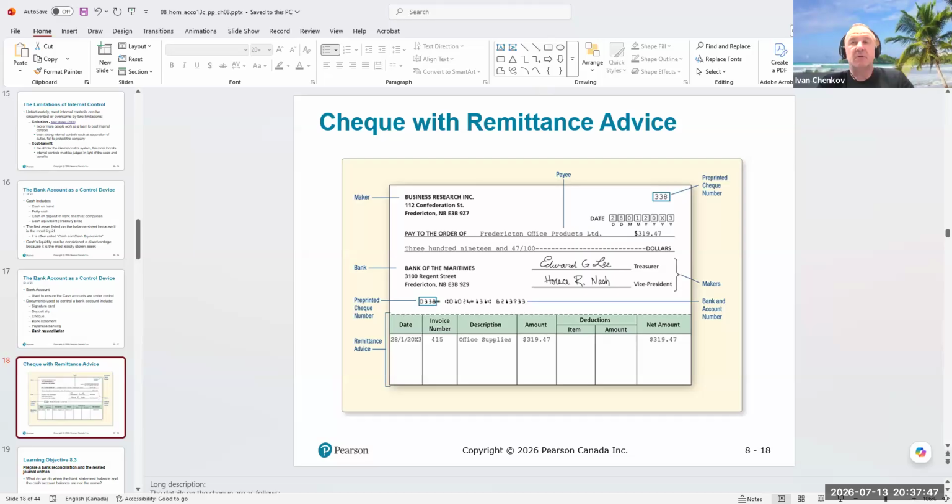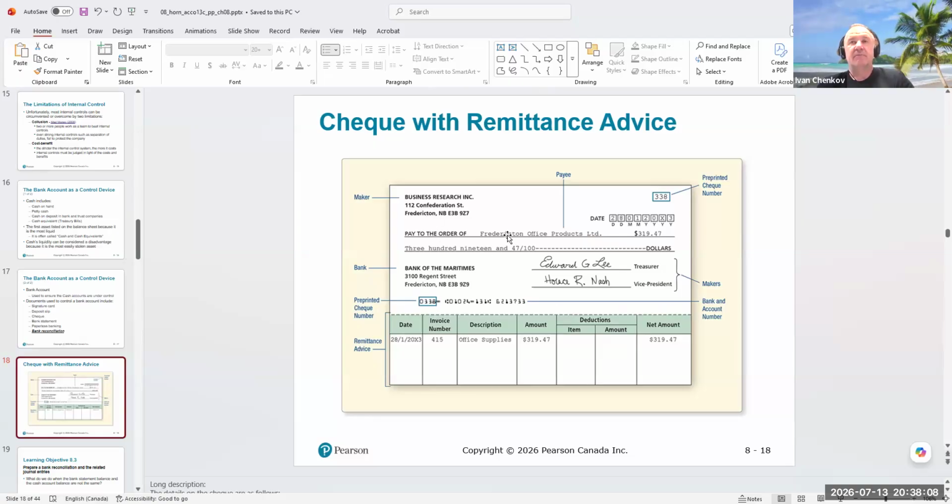But that's something that I want you to at least try once before you move ahead with your studies and in your life. At least get some experience writing a check. A check is going to look something like this. Now, the bottom part is an attachment to the check. Only the top part is the check.